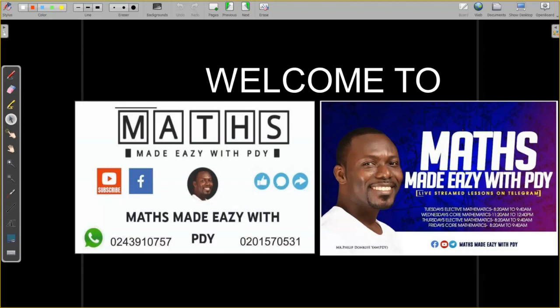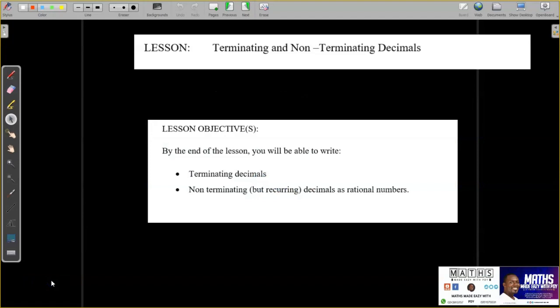Now, in today's lesson, we are actually going to look at what we call terminating and non-terminating decimals in detail. By the end of the lesson, you should be able to write terminating decimals as a rational number, and then non-terminating but recurring decimals as rational numbers. That's what we are going to consider today. So just a quick one.